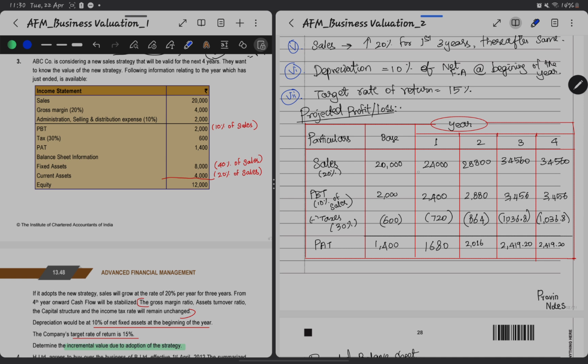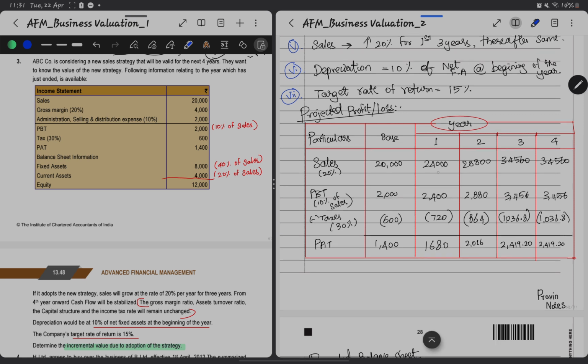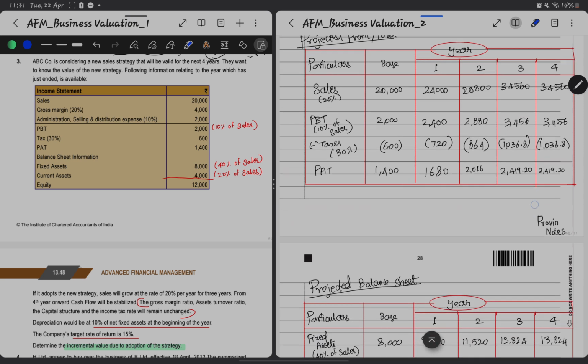Same way, the growth is for 3 years, so 20%: 20,000 plus 20% is 24,000, and 24,000 plus 20% is 28,800, plus 20% is 34,560. From then it will be same for the remaining years. Then 10% of sales is PBT, then taxes reducing it, profit after tax we got as these values. In the base it is 1,400, then the first year of projection 1,680, then 2,016, 2,419, 2,419.